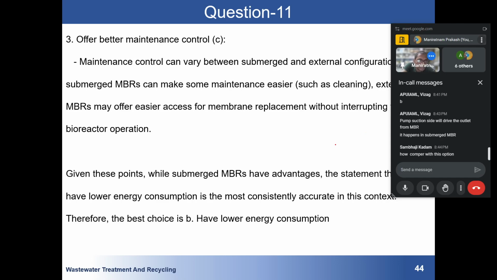You might be correct, miss. I have just gone through the theory parts. So based on theory discussion, I am just trying to answer the question. Okay, but I'm not aware of these things.